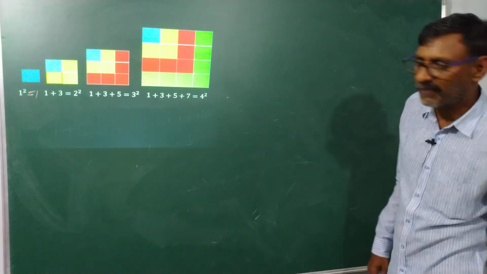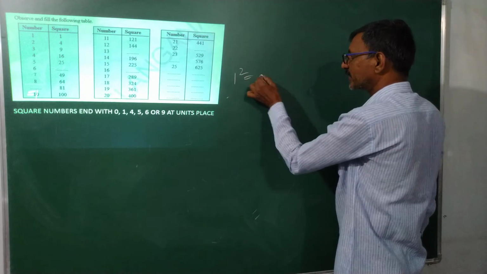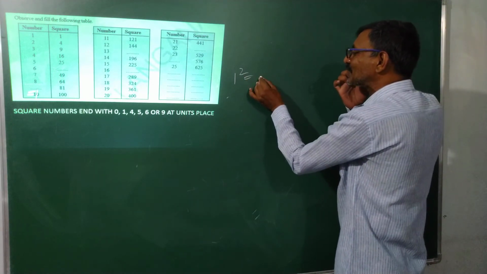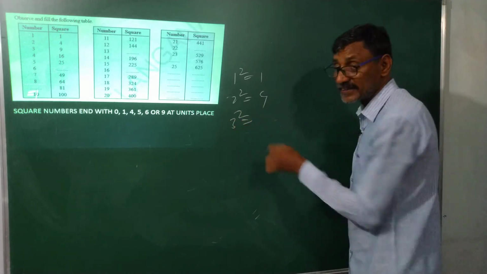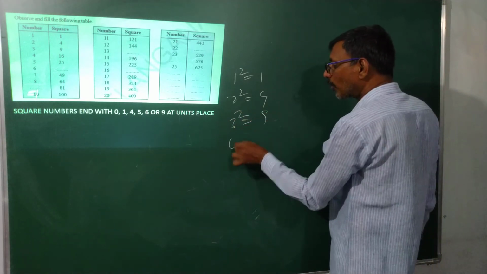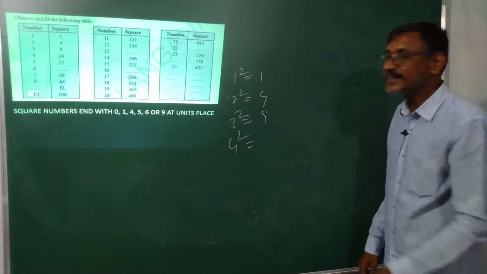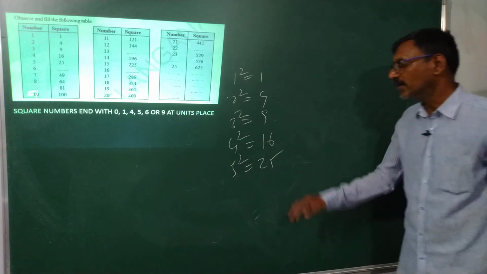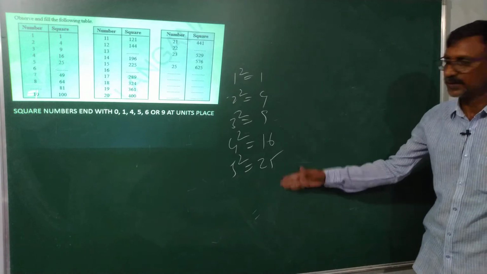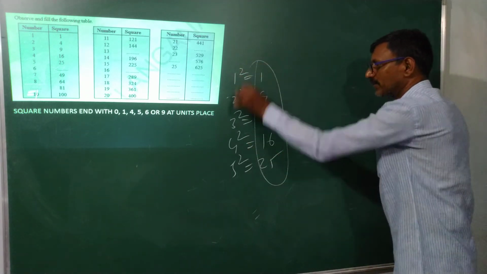By this pattern, we understood that every square number can be written as a product of 2 equal factors. I would like to define it like this. 1 square is equal to 1, 2 square is equal to 4, 3 square: these 3 threes give 9. 4 square is equal to 16. 5 square is equal to 25. So these are my square numbers.